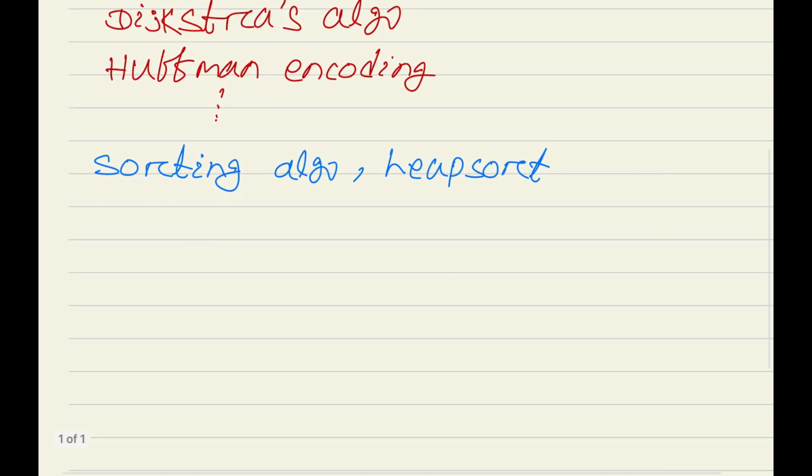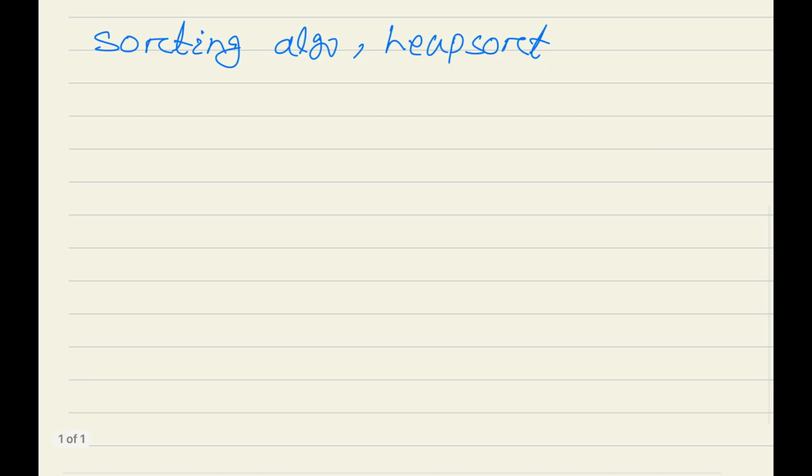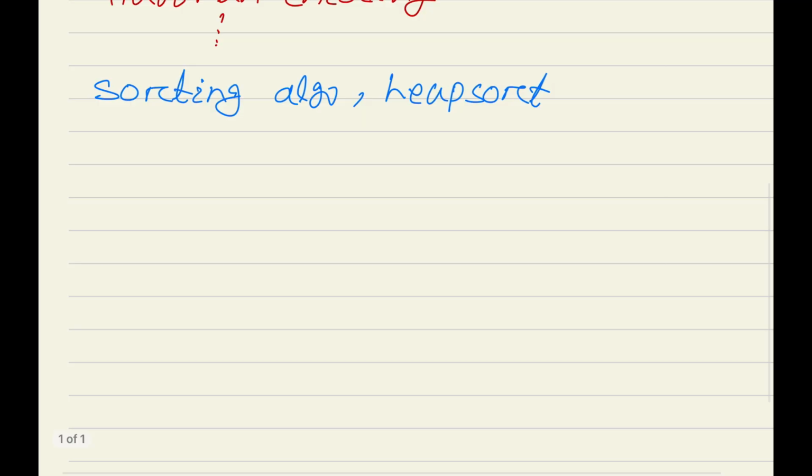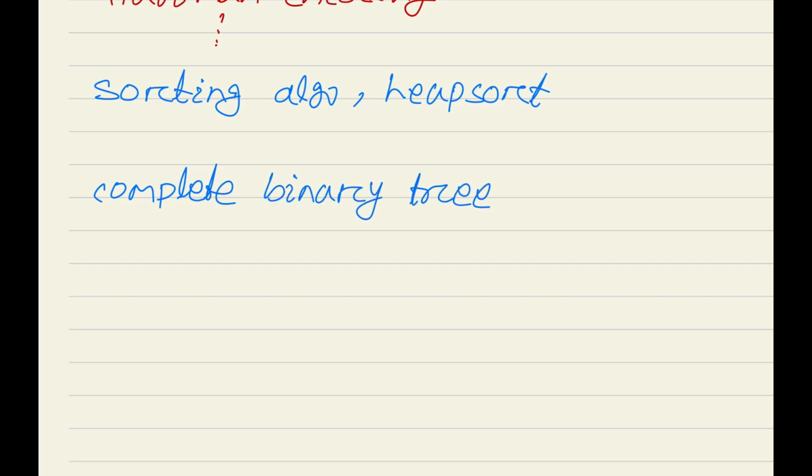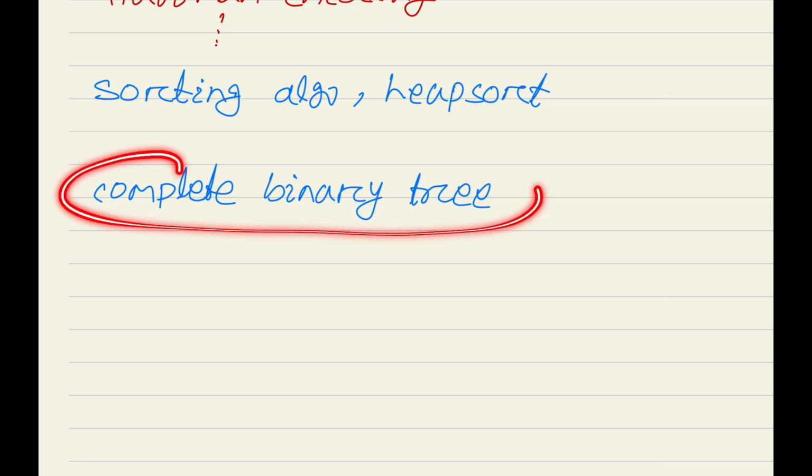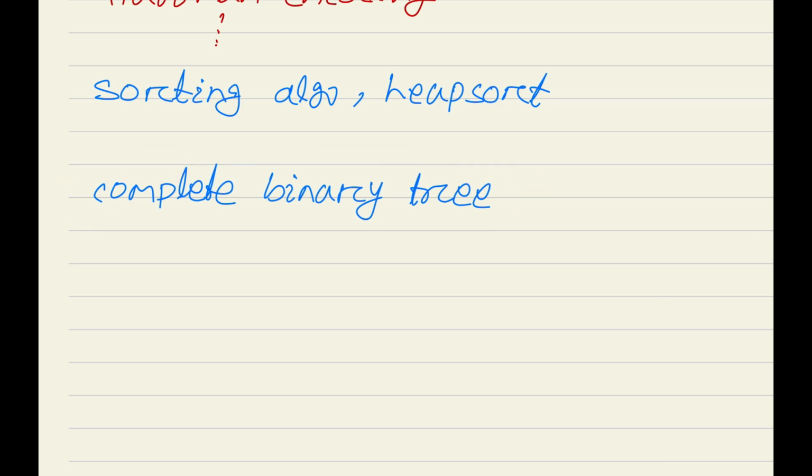Then what is the definition of heap? We can see a heap can be viewed as a complete binary tree. So, what is a complete binary tree? A complete binary tree is one where all the levels are full except possibly the last level, and the last level is filled from left to right.